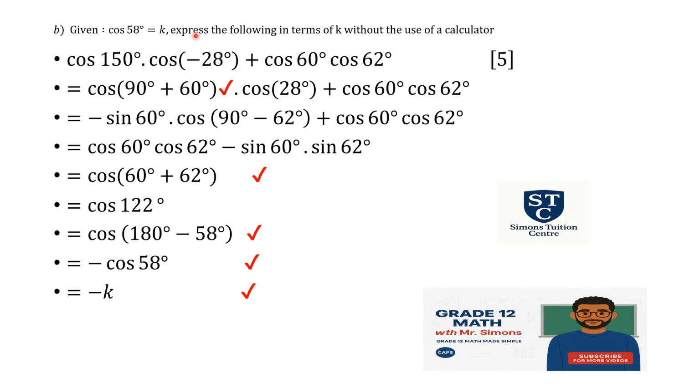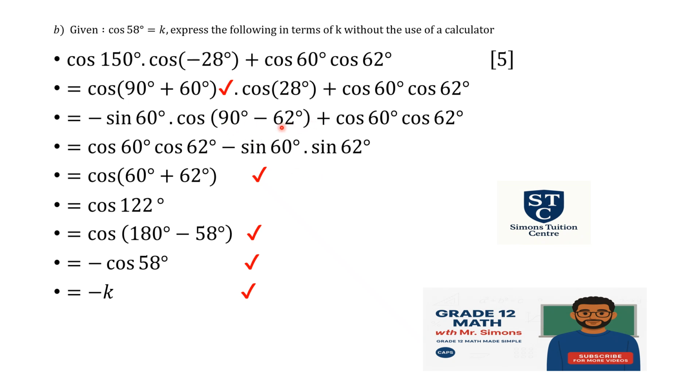Cos negative angle, negative 28 falls in the fourth quadrant. So in the fourth quadrant, cos is positive. So that simply changes to cos 28. Plus cos 60, cos 62. 90 plus, second quadrant cos is negative. But the 90 changes cos to sine, so it becomes negative sine 60 degrees. There 28, I'm going to make 62, so 90 minus 62, plus cos 60, cos 62. Alright, so I'm left with cos 60, cos 62 minus sine 60.